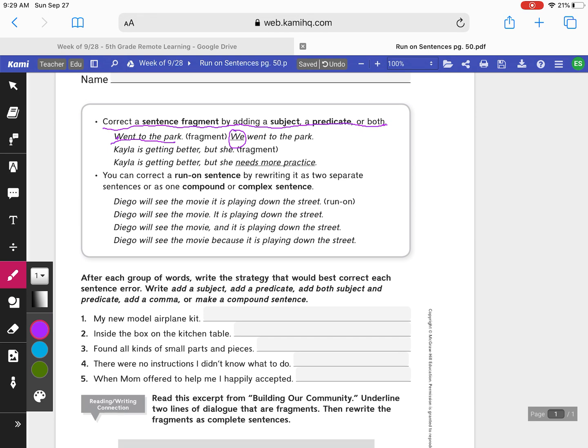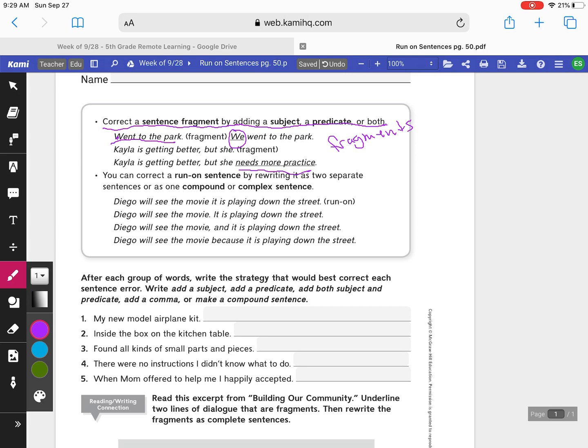Kayla is getting better, but that's a fragment because we don't know what she's needing. So it says Kayla is getting better, comma, but she needs more practice. So there is our predicate. Now it makes sense. So those are fragments and how to correct them.